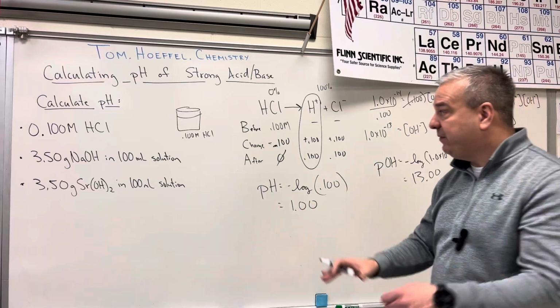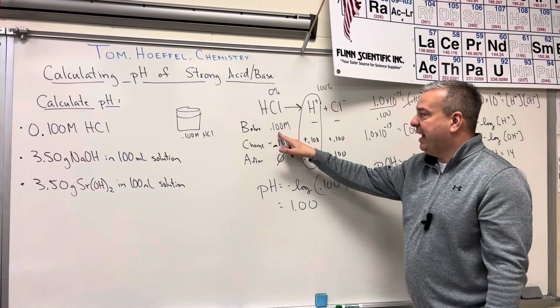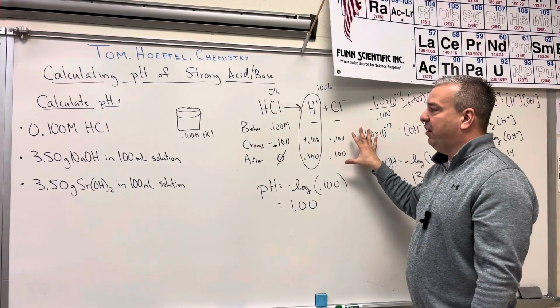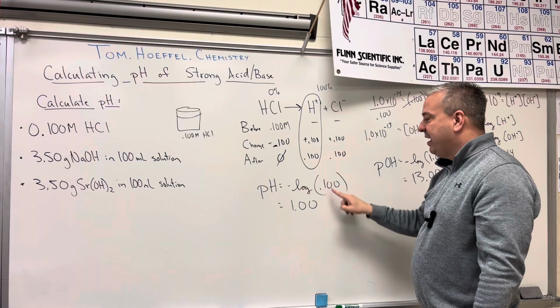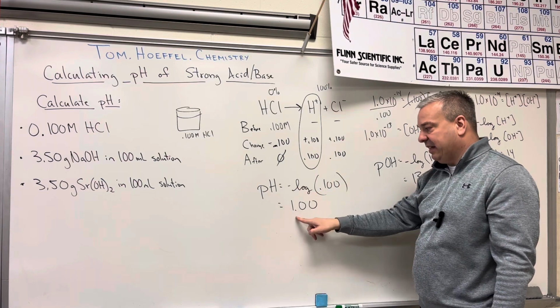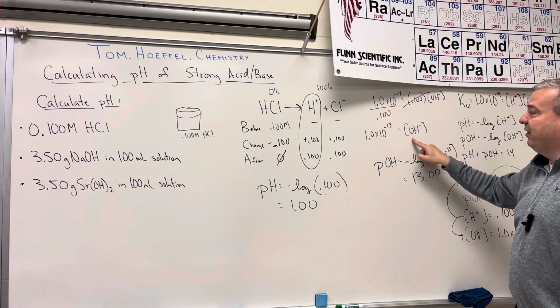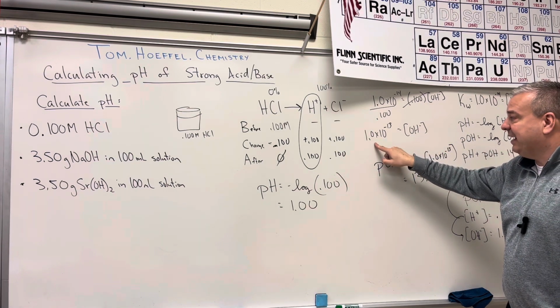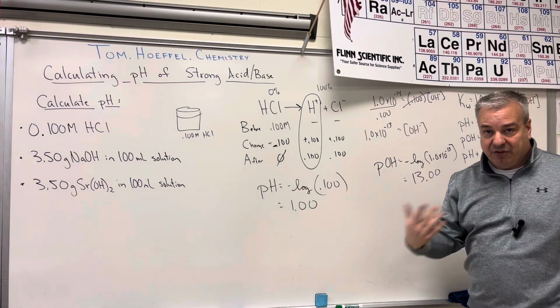Okay, so quick review. I took my 0.1 molar of hydrochloric acid and used this chart called a BCA to figure out the concentration of protons. I used that concentration of protons to calculate pH. I used the concentration of the protons to figure out the concentration of hydroxide ions. And then I used the concentration of the hydroxide ions to calculate the pOH.